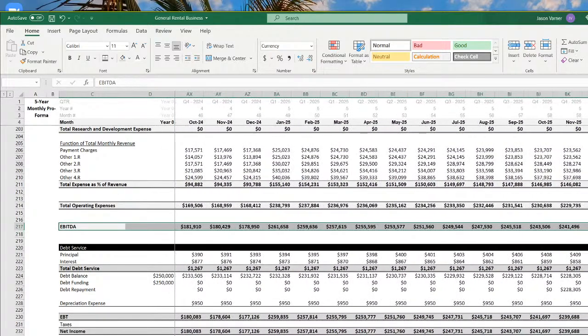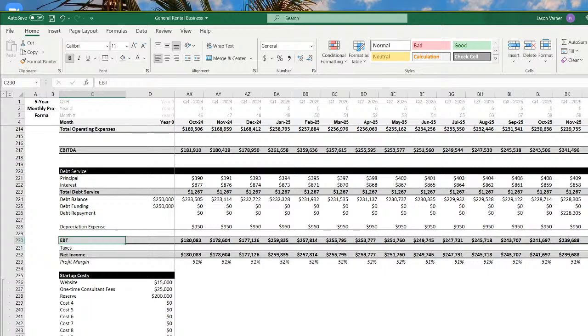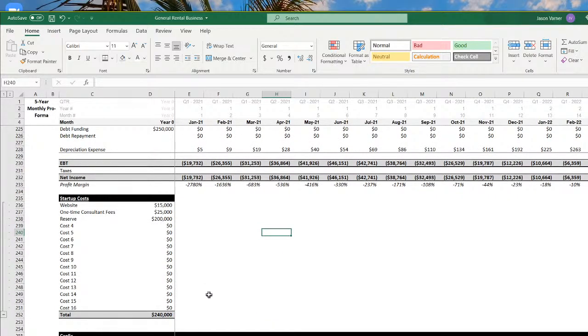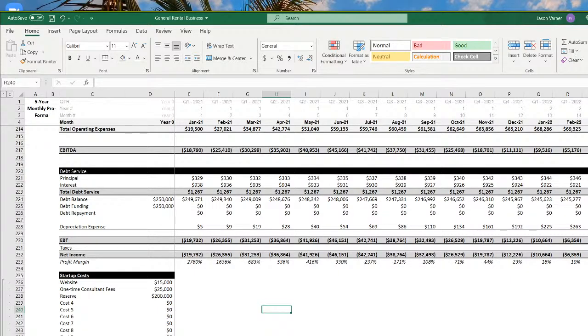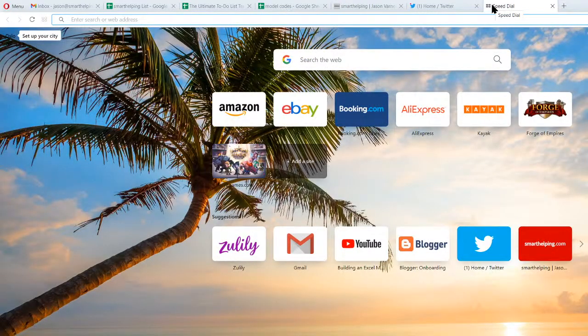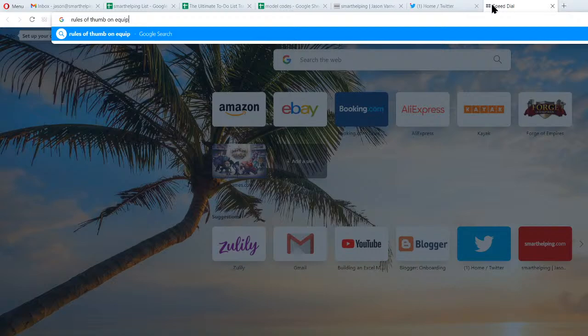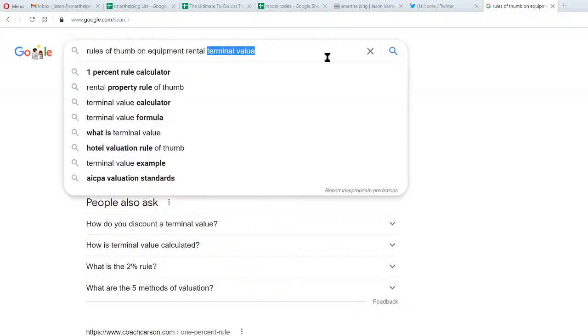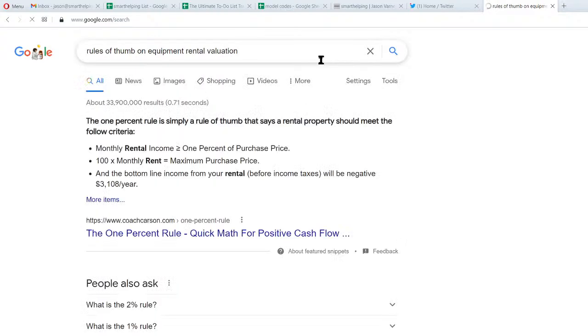EBITDA should be darker colored. EBITDA, debt service, EBIT. Well, I guess we could probably, oh, exit value. So let's look at some rules of thumb on the valuation of rental businesses. We'll just do equipment rental for this purpose because it's most popular, probably. Let's do valuation, actually. I've got a couple books on this from 2016 that are nice references, but they're getting kind of old.